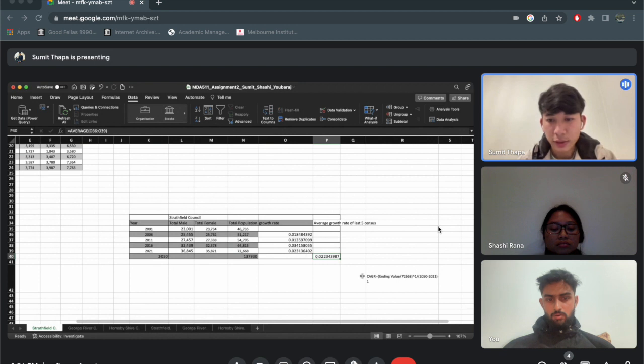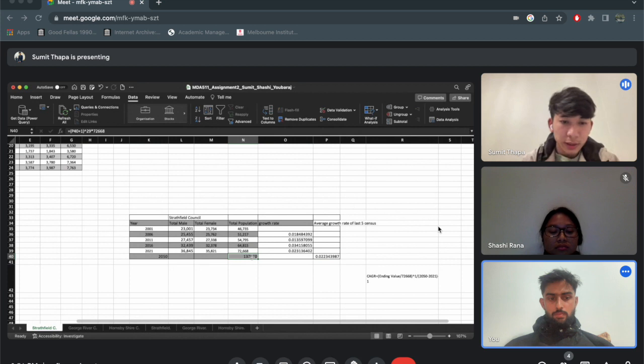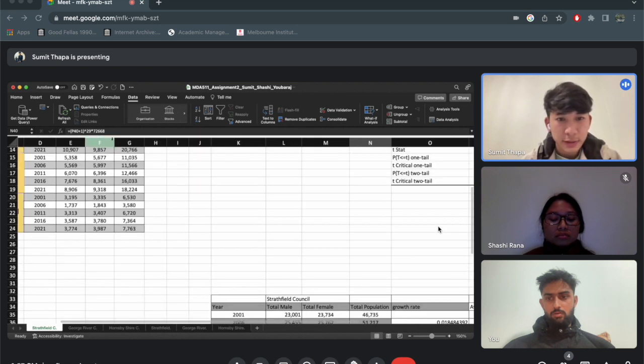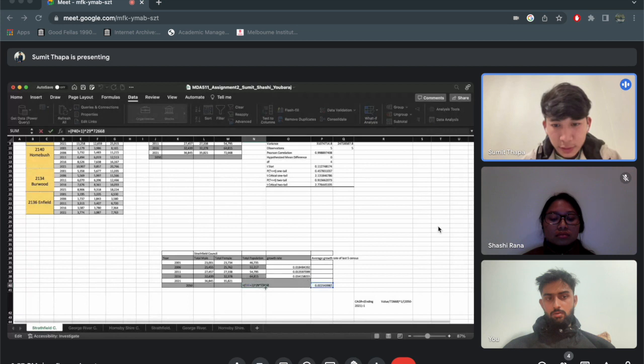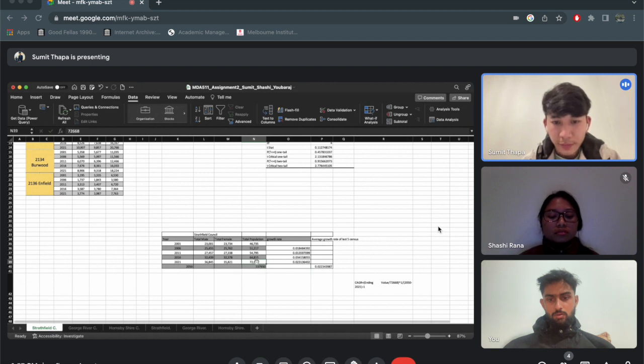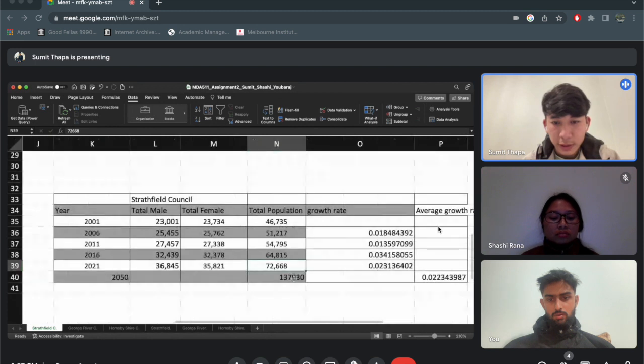To calculate the population of 2050, we have this formula: the average growth rate plus 1, to the power of 29, because the year difference between 2021 and 2050 is 29 years, and 72628 is the starting value. This one is the starting value, and this one is the ending value, which is the population of 2050.